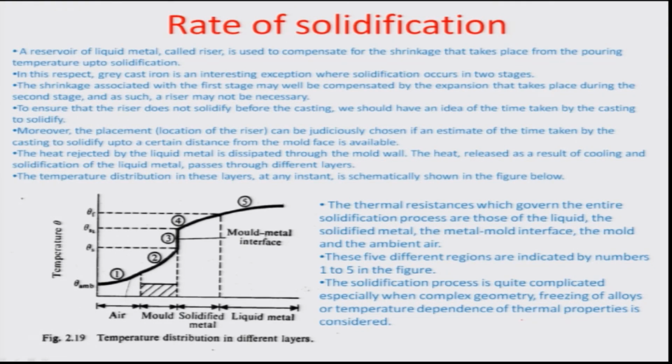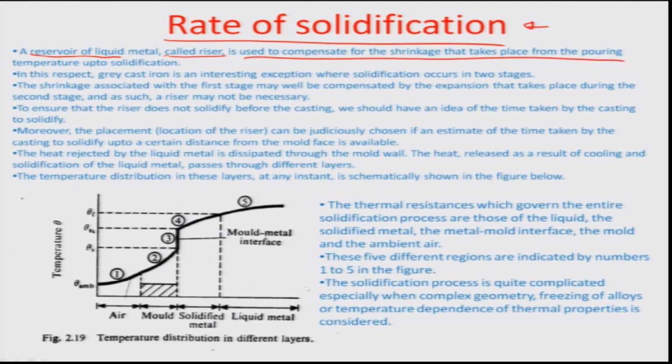So, having said that, now if we look at what really is happening on an event wise basis, the rate of solidification can be really calculated as a function of what is the heat transfer across the mold face. And obviously, in the design itself of the casting, we had discussed that there is a reservoir of liquid metal called riser, which is actually used to compensate for the shrinkage that takes place from pouring temperature up to the solidification temperature.